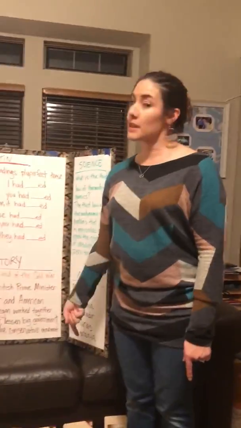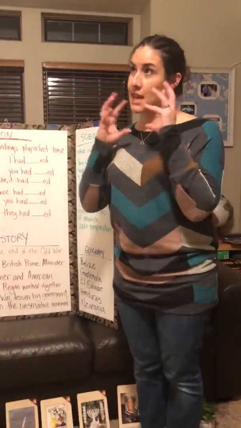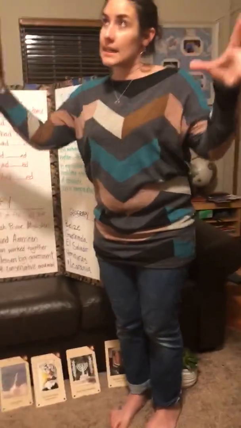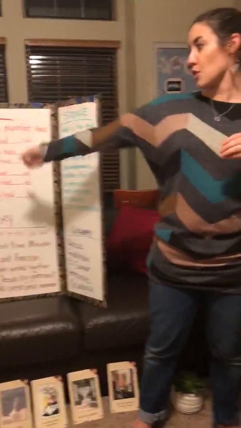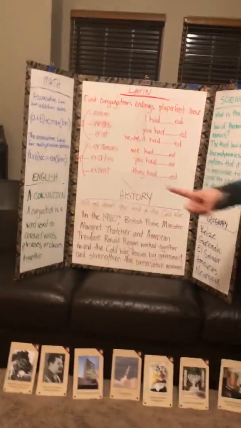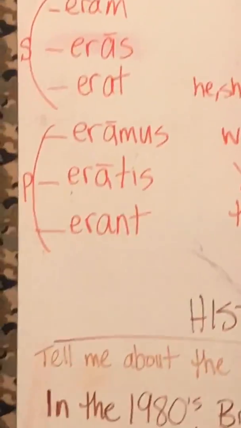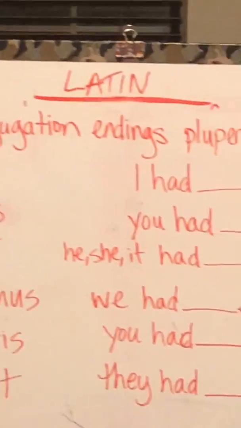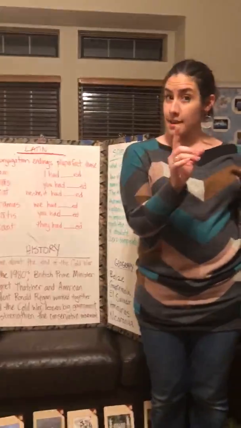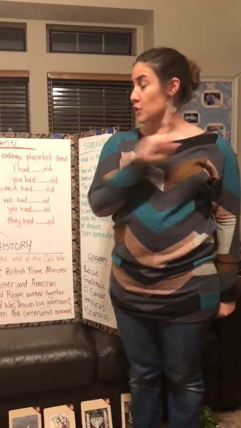First conjugation, pluperfect tense. All right, let's pretend like we're blowing away in the clouds and say it. You go ahead and focus on the board and I'll just sing it. First conjugation, pluperfect tense. Eram, eras, erat, eramus, eratis, erant. First conjugation, pluperfect tense.